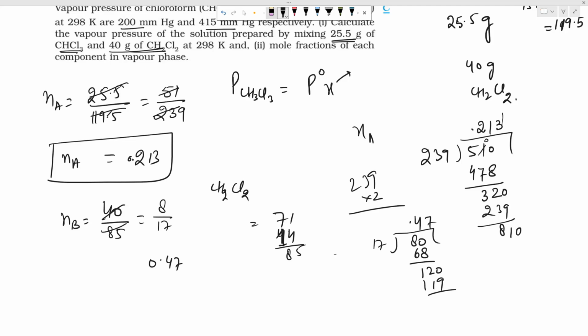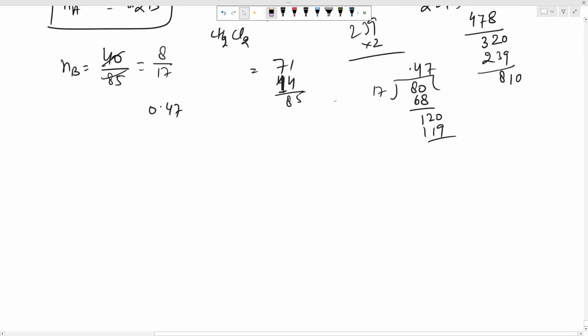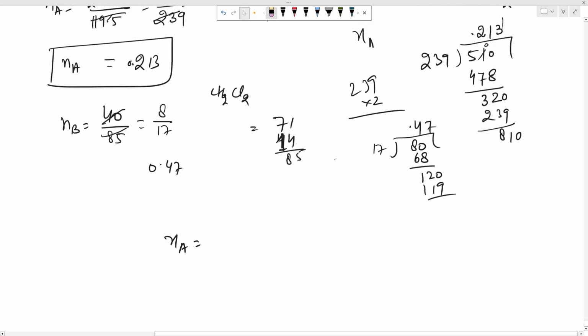You understood? Yes, sir. Now the mole fraction you can calculate. How will you calculate? You have calculated the number of moles of A and the number of moles of B. So how did you calculate the mole fraction? XA is equal to number of moles of A over number of moles of A plus number of moles of B. Number of moles of A is 0.213, and the number of moles of B is 0.47.